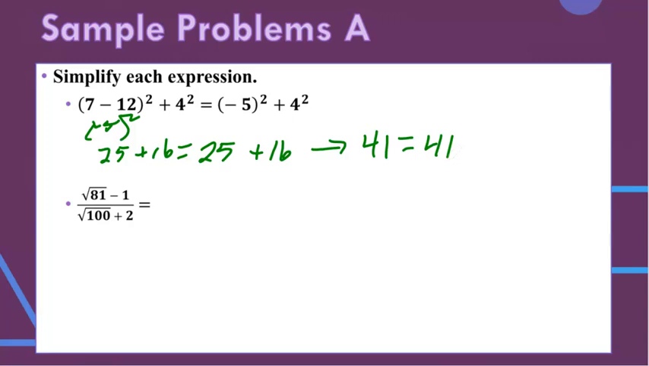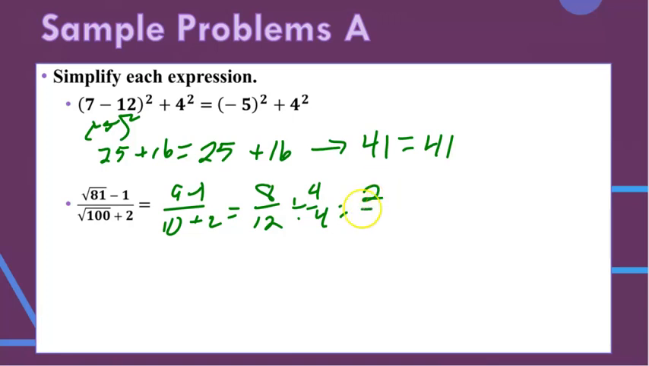And in this last one we have the square root of 81 minus 1, so this is 9 minus 1, divided by the square root of 100, which is 10, plus 2. 9 minus 1 is 8. 10 plus 2 is 12. Simplify this by dividing by 4 over 4, and we end up with 2/3 as our answer. So that is our lesson on perfect squares and square roots.